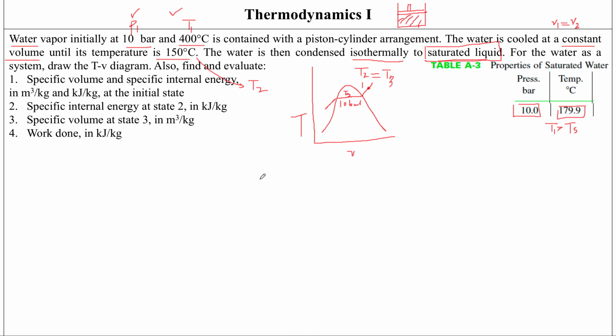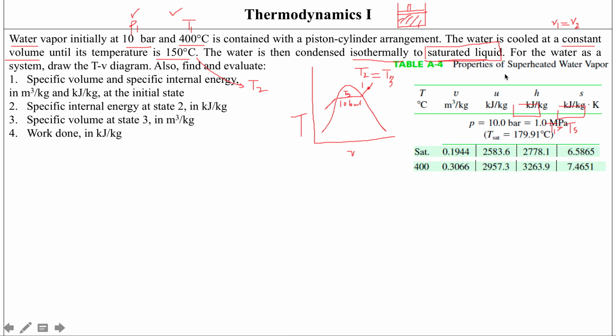Now because I know that my water is a superheated vapor, instead of table A3, which shows you the properties for saturated water, I need to go to table A4, because that's going to show me the properties of superheated water vapor. In table A4, I'm going to spot where 10 bars is, and across 10 bars, I'm going to go to the temperature, which is 400 degrees Celsius. And across this, I'm going to see what the value for specific volume is. And that is what I have to find at the initial state.